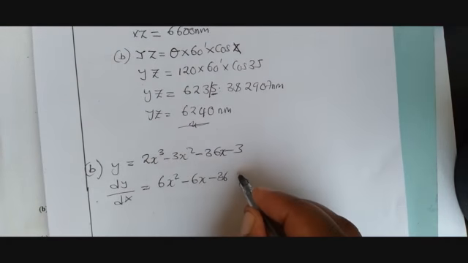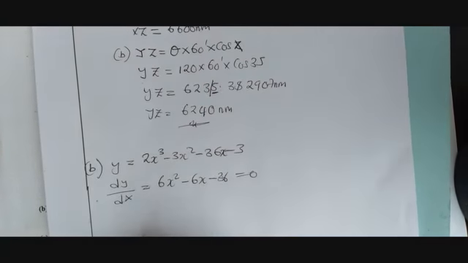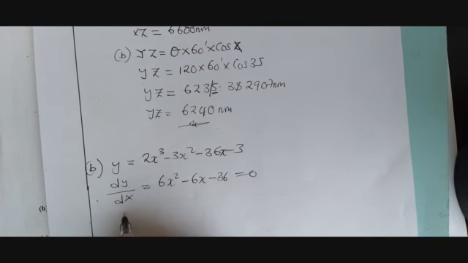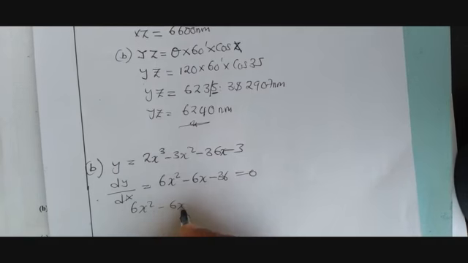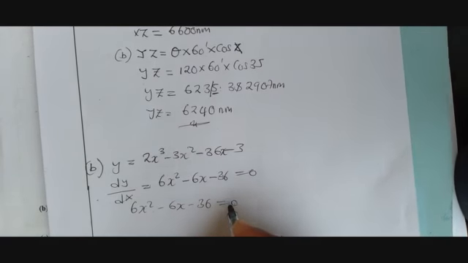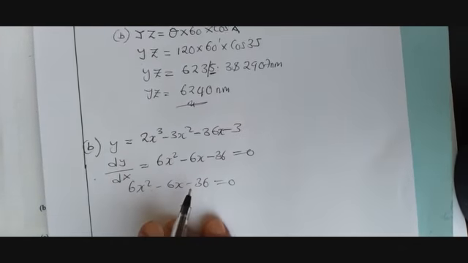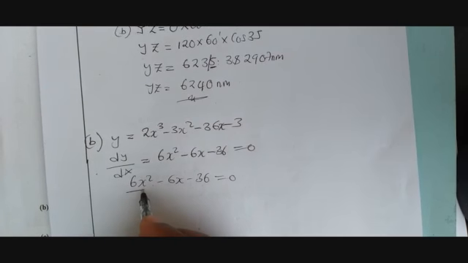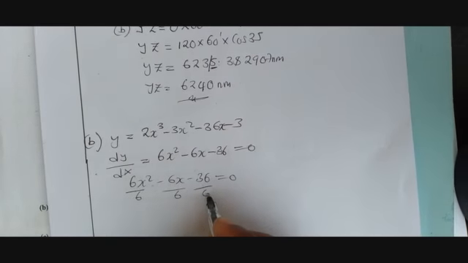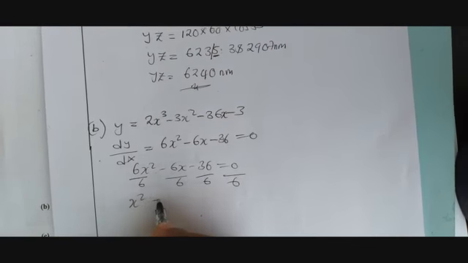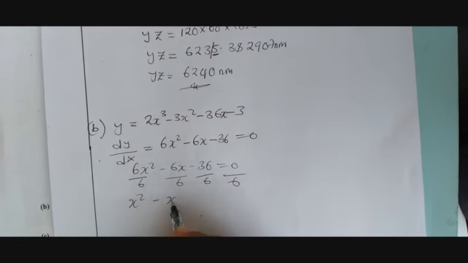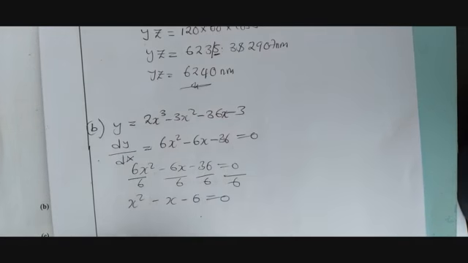Alright? So we are saying this should be equal to what? 0. Okay? So we can just pick this. We say 6x squared minus 6x, 36. The answer is what? 0. But you can see that there's something common here. There is a 6. We can divide throughout. Why are we dividing? We are reducing. Alright? So we have got x squared minus x minus 6 is equal to 0.